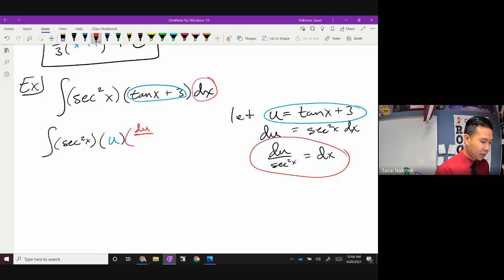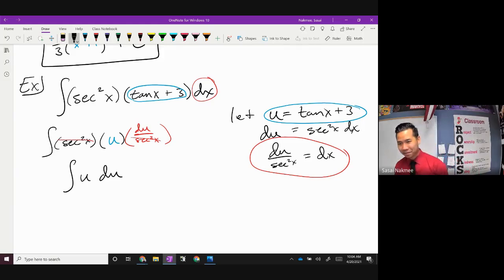And then we have here du over secant squared x. The secant squared x's cancel each other out. The x's don't cancel each other out. The secant squared x's cancel each other out. Make sure you understand the difference between the two. Okay? I end up here now with the integral of u du.